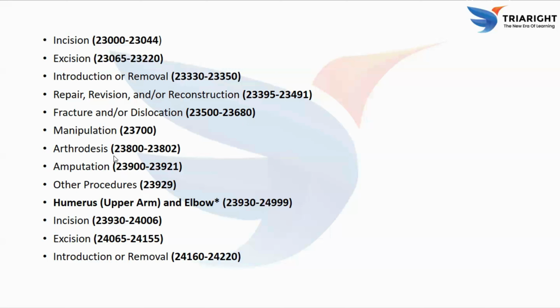These are the arthrodesis codes. So it stops the movement to reduce the pain. For example, shoulder joint fusion. Amputation. So amputation code ranges are from 23,900 to 23,921. So it's a partial or complete removal of shoulder or the upper arm. So amputation is rare, but it is important in trauma cases. For example, traumatic shoulder amputation repair. And other procedures, 23,929. These are unlisted shoulder procedures.